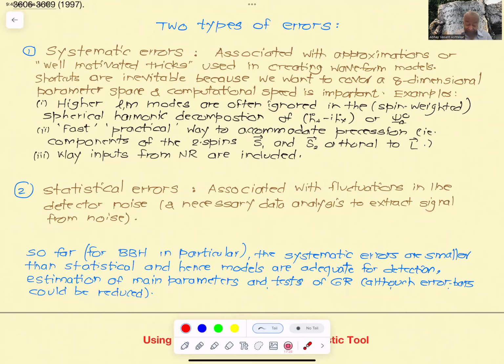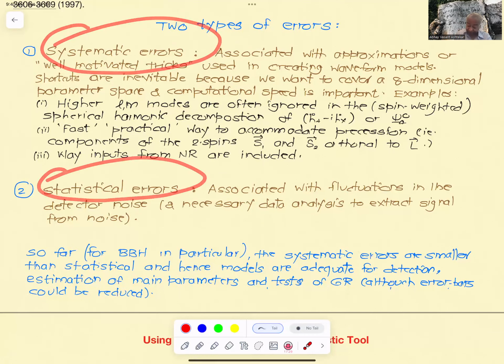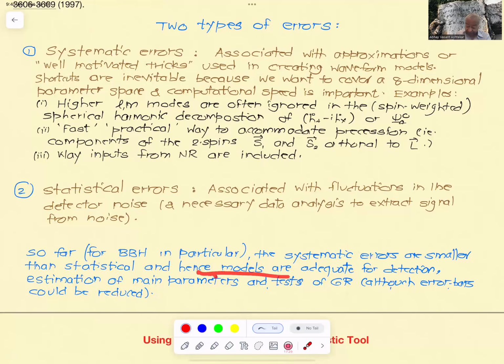Now, so far it turns out that the systematic errors, in spite of all these things that might seem surprising to you, the list of approximations and seemingly ad hoc elements that go into creation of these waveforms, these systematic errors are still smaller than the statistical errors. And hence the waveform models are adequate for detection and estimation of main parameters and test of general relativity so far, although the error bars could be reduced.